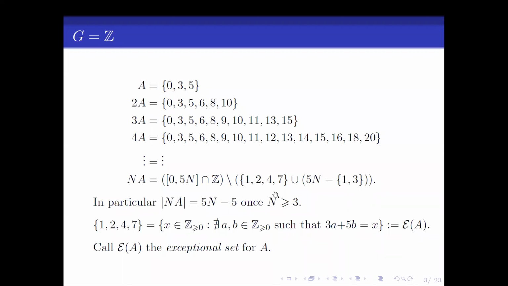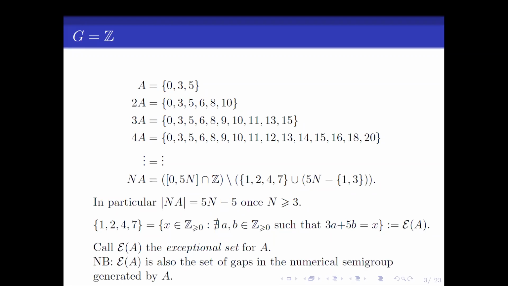These types of sets will come up a lot in the talk, so I'll give them some notation, E(A), and I'll call them the exceptional set for A. These are the things that cannot be represented by any non-negative integer combinations of A. When G is Z, we're dealing with numerical semigroups here, and so this has its own name in the numerical semigroup literature. This is called the set of gaps in the numerical semigroup.